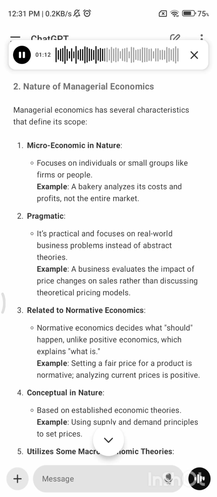3. Related to normative economics. Normative economics decides what should happen, unlike positive economics, which explains what is. Example, setting a fair price for a product is normative. Analyzing current prices is positive.